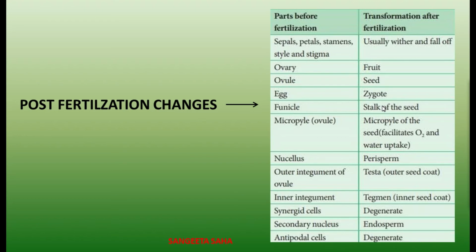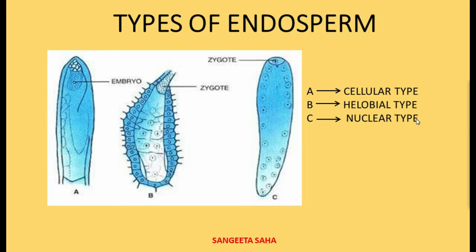Now, another important change that takes place post fertilization is the formation of endosperm. Now, based on its formation, it can be classified into three types. The first one is the cellular type.